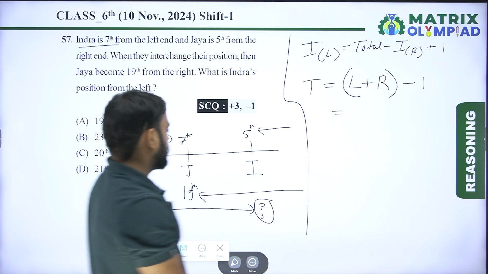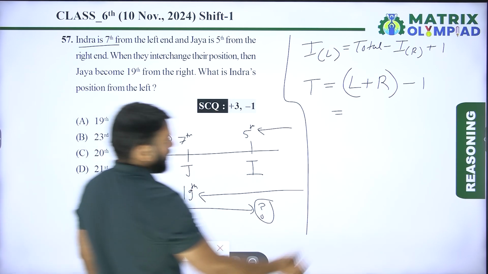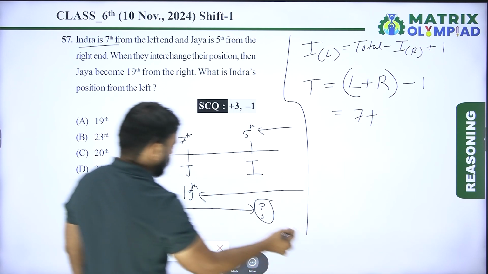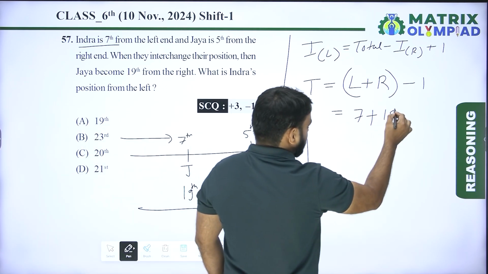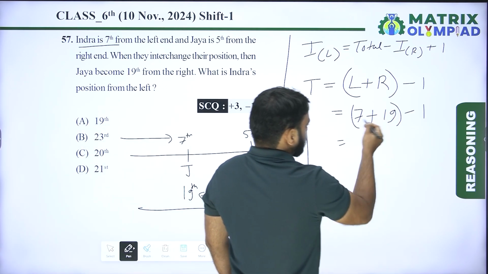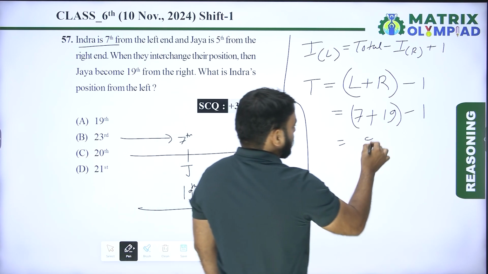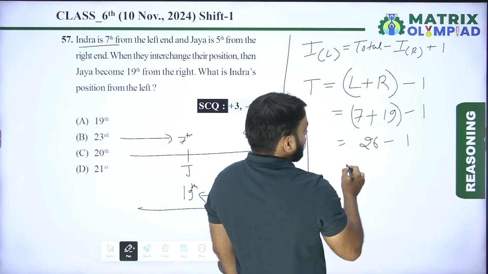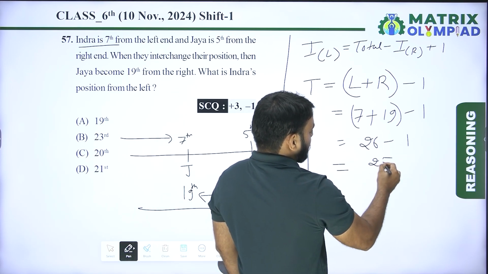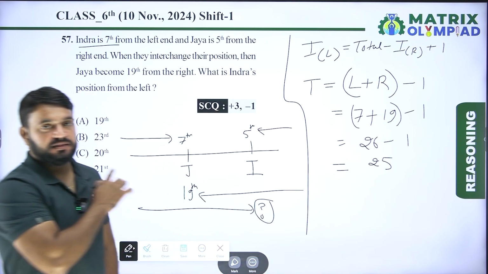So left position of Jaya is 7 plus right position of Jaya is 19, minus 1. So 7 plus 19, it means 26, minus 1. 26 minus 1, it means 25. So there are 25 persons in this row.